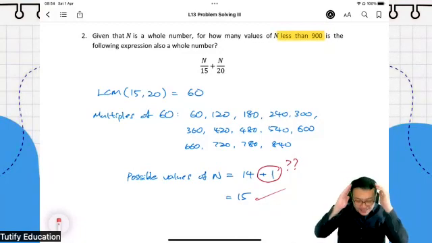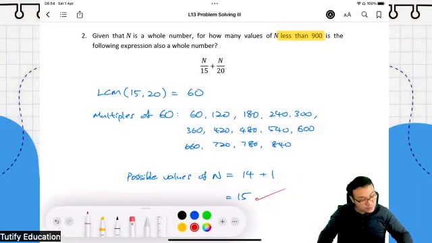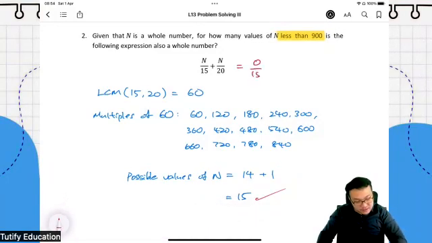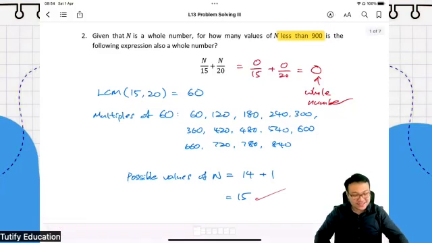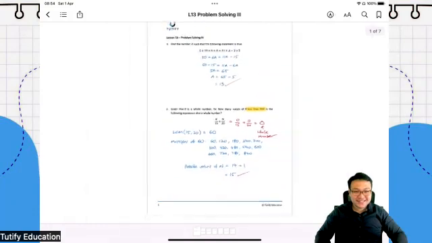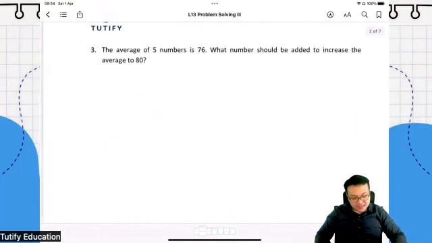Very good, Kate. Excellent. n can be 0 as well. 0 divided by this plus 0 divided by this gives you 0, and 0 is considered a whole number. Very good. Well done, Kate. Good job. Okay, anyone have any questions? Must raise your hand, okay? All right, students, so you make use of the lowest common multiple here. Now let's take a look at the next one.